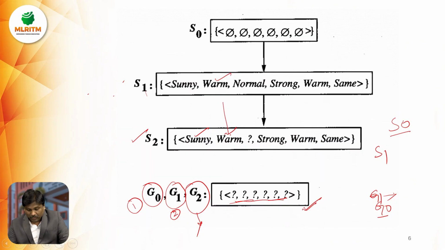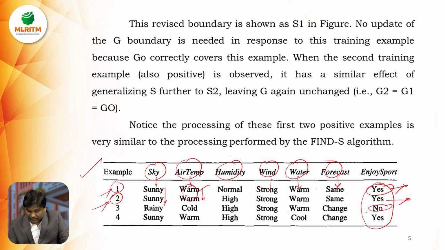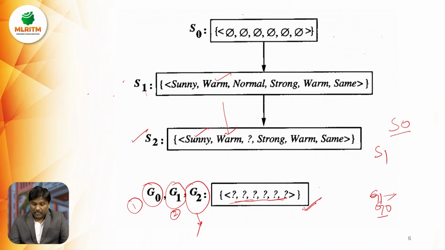And next, coming to this, humidity is normal here and high there. So whenever the instance is changed, here normal is there and in the next condition it is high. For that, I represent it by the more general value. Anyone can occur, normal or high. It can accept both values. So I represent that instance by the question mark, the most general value.